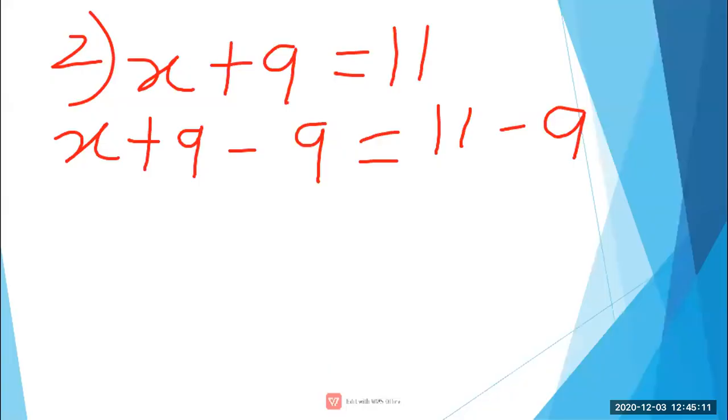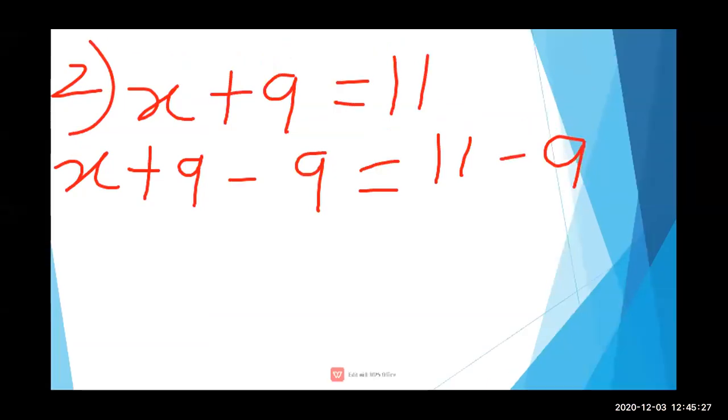Okay, so what we have to write is x plus 9 minus 9 equal to 11 minus 9. And in the bracket, what will we write? Just write in the chat box. Very good. Subtracting 9 on both the sides. Okay. Now what will be my next step?